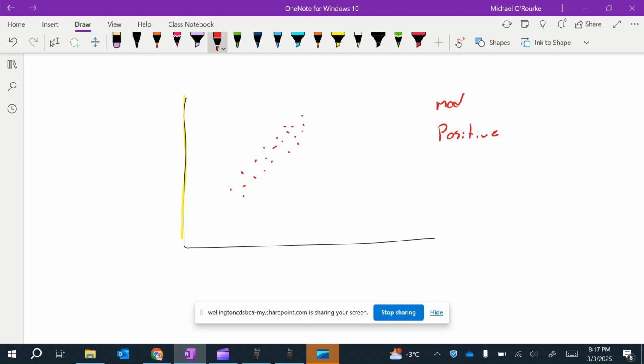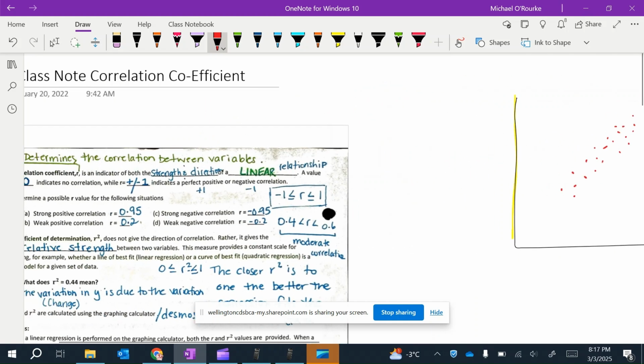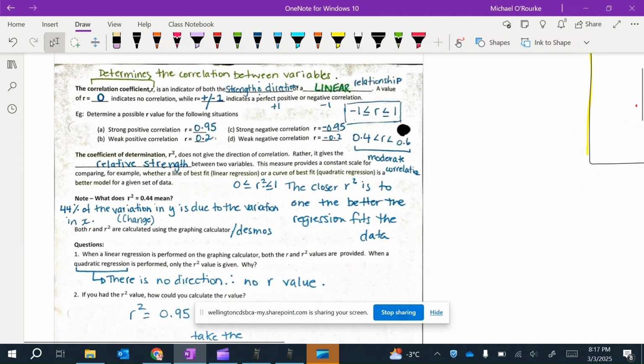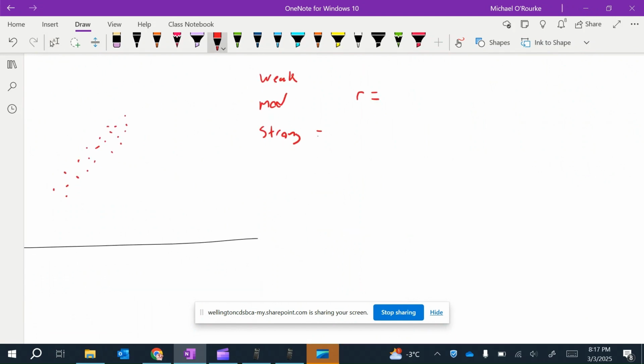So what we are going to use is what's called the correlation coefficient, and that's your R value. What's going to be referred to as an R value. And this is going to put a numerical value on a weak, a moderate, and a strong relation between the values. So it's going to put a number value on it.